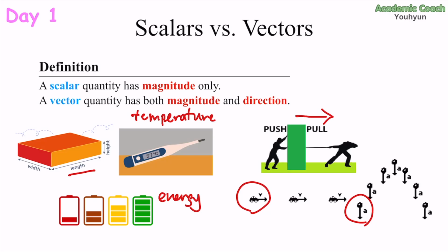So if you have two vector quantities, one pointing to the right with 2 units, one pointing to the left with 2 units, they are two different vector quantities. They are not equal to each other, even though they have the same magnitude.